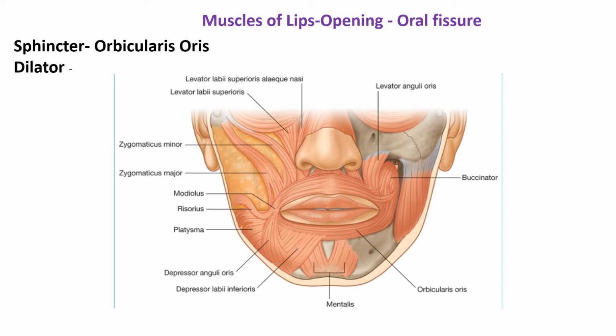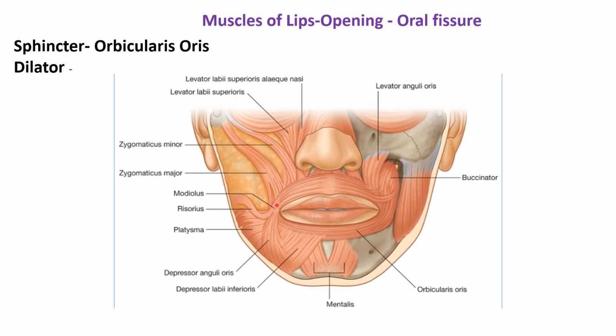Now, next are the muscles which are present around the lips. The opening which we are going to be talking about here is the oral fissure. So, this space is what we are talking about. Now, again, you can see it consists of a number of muscles. I'm not going to do them in detail. Again, you have to read about them. The sphincter part of it is the orbicularis oris.